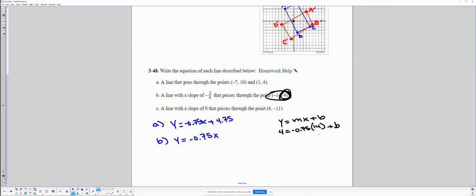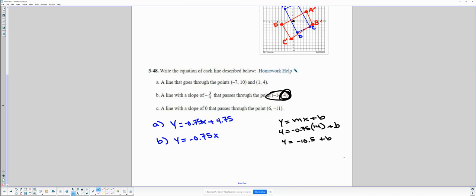Then all you got to do is figure out what 14 times negative 0.75 is. And that's going to give you negative 10.5. So 4 equals negative 10.5 plus b. Okay. Now you're still going to solve for b. You're not quite done yet.